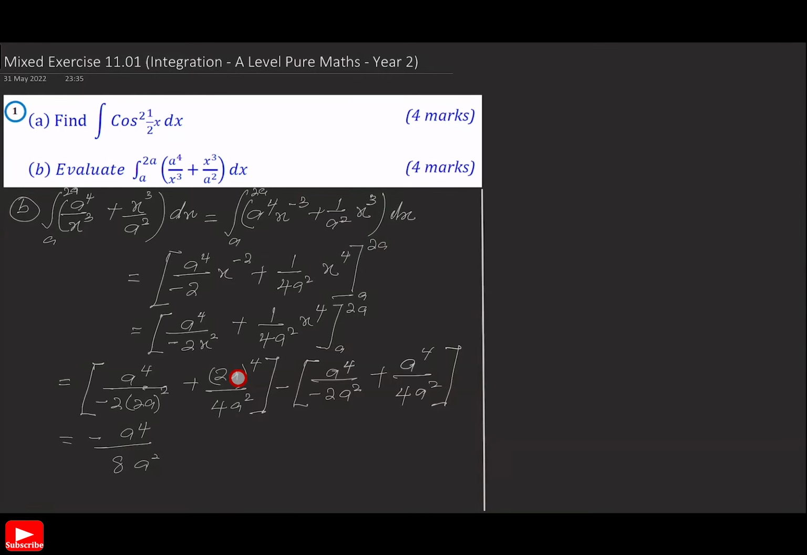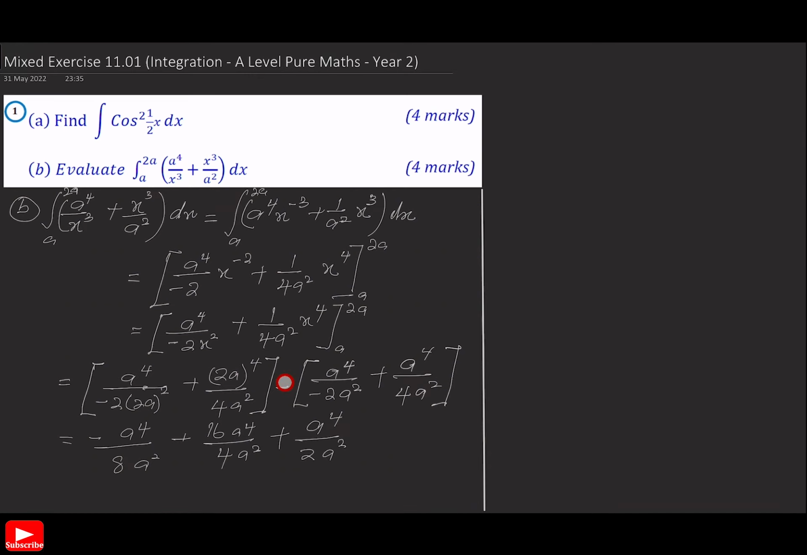So I'll get 16a to the power 4 over 4a squared. And then I'll expand these brackets. A negative times a negative gives you positive. So I'm going to get plus a to the power 4 over 2a squared.